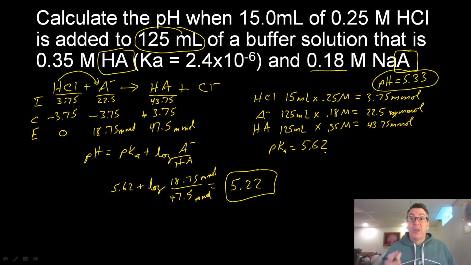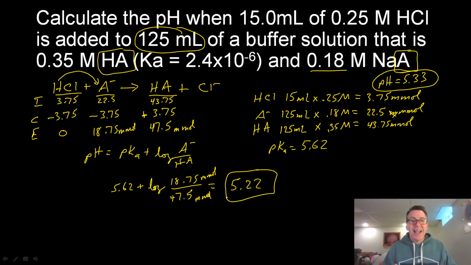What did we add to the buffer? We added some strong acid. And what do acids do? They make the pH go down. And it did here. It went from 5.33 down to 5.22 for this particular system. So the acid did a little bit of work on this. It decreased the pH just a little bit. But that's the key with buffers, we don't want to see a huge change in the pH. Buffers are like pH shock absorbers. They keep the pH from going up or going down a lot.